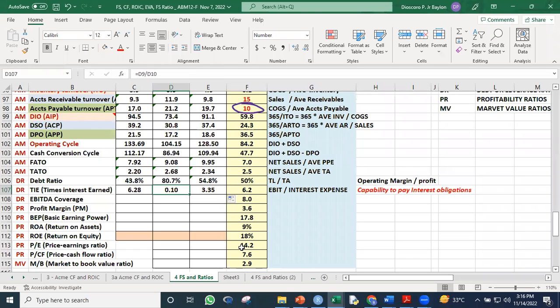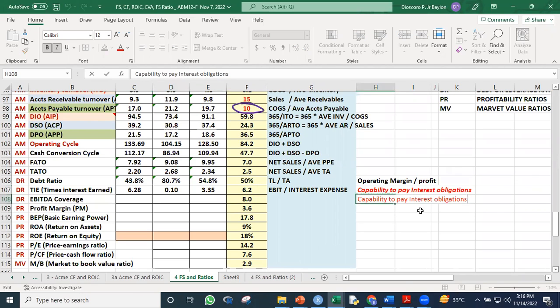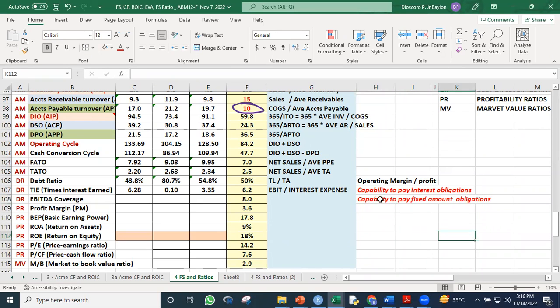Okay, next, yung EBITDA coverage naman, minimeasure din niya yung capability to pay interest, pero hindi lang interest. No? Okay, capability to pay, let me see, to pay what? Fixed amount obligations. So let's use that. Okay. So si EBITDA coverage, ang minimeasure niyan, how capable is the company in paying its fixed amount obligations?